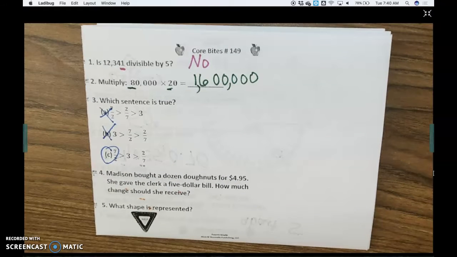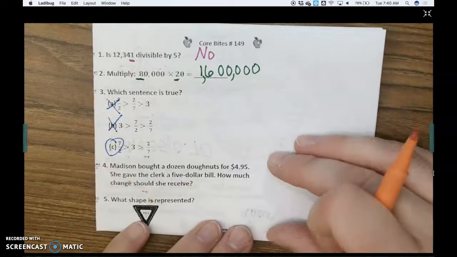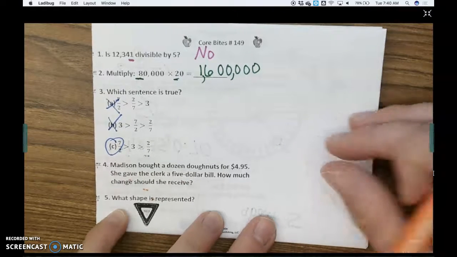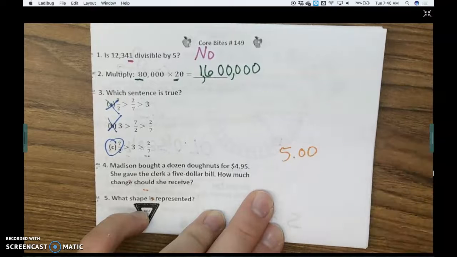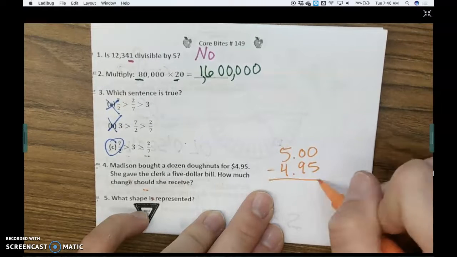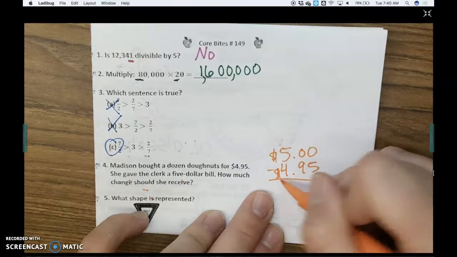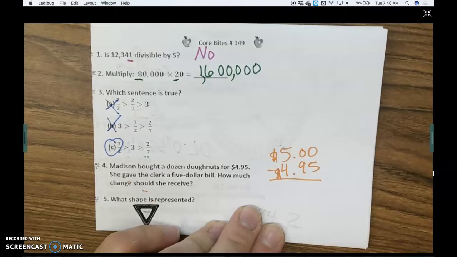And then for number 4, it says Madison bought a dozen donuts for $4.95. She gave the clerk a $5 bill. How much change did she receive? Okay, so she had $5 total. She spent $4.95 on the donuts. Okay, so you can do it in your head. It's very easy, but we just want to see the steps to get there.